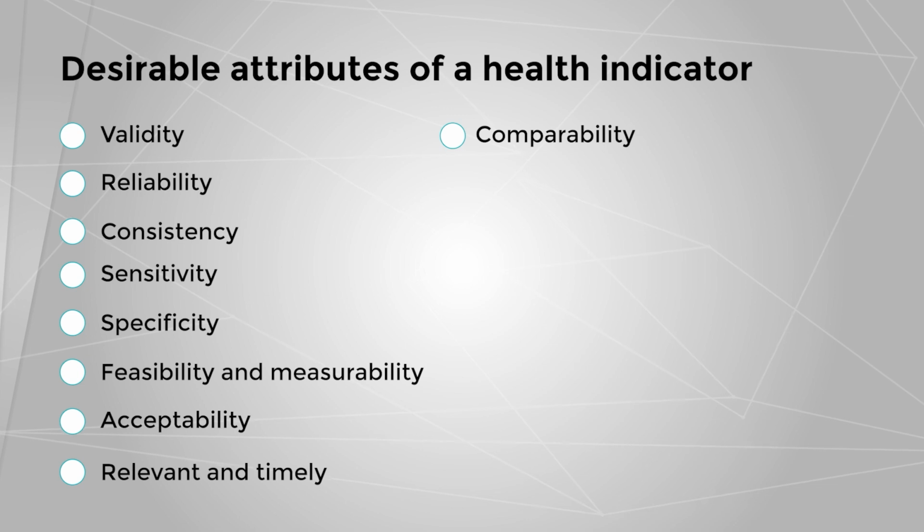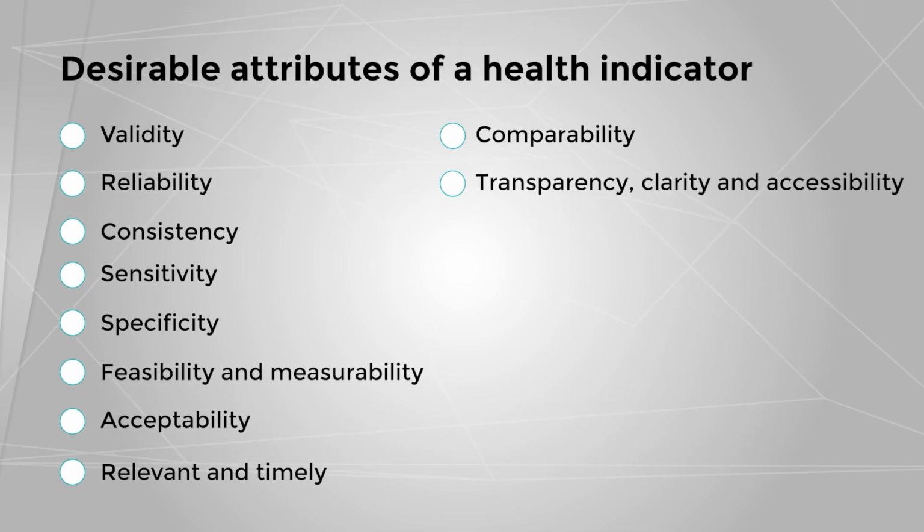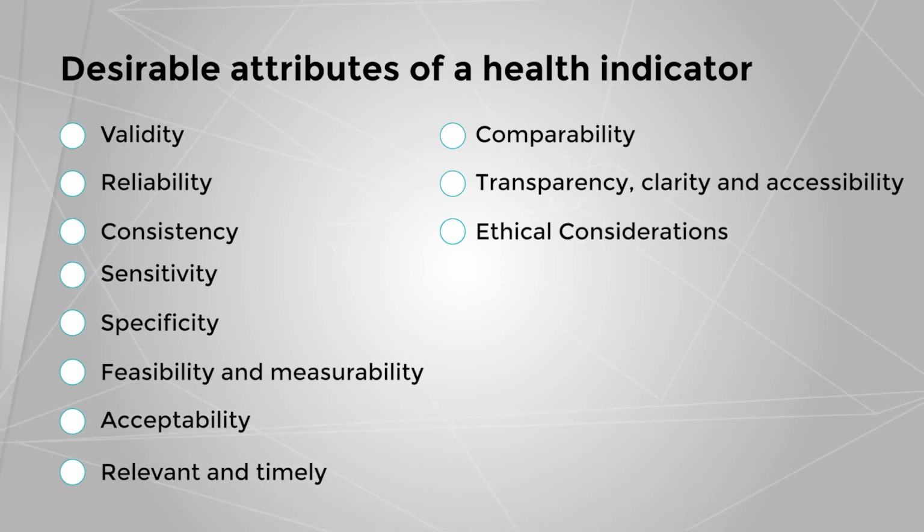Comparability. An indicator should be standardized to allow comparisons over time, across regions and across populations. It should allow for benchmarking against national or international standards as well. Transparency, clarity, and accessibility. The methods of data collection and analysis should be clear and transparent. Further, the data should be accessible, available, and understandable to the users. Ethical considerations. This refers to ensuring the confidentiality and privacy of individuals whose data is being collected. Data collection should be conducted with informed consent from the participants wherever applicable.